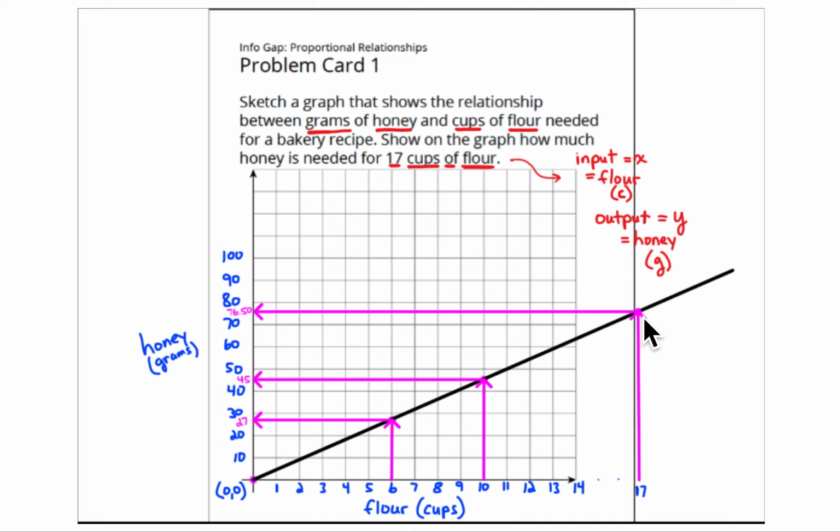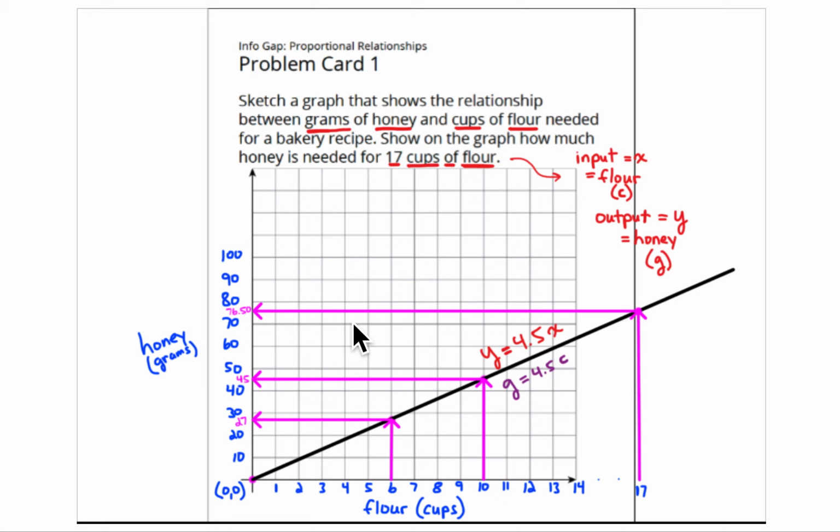And what's the y value for that point? How many grams of honey is it? It's 76.5, and you'd have to guess what that is. This wouldn't be marked for you. You'd have to guess it, so you can get the exact value from the equation.